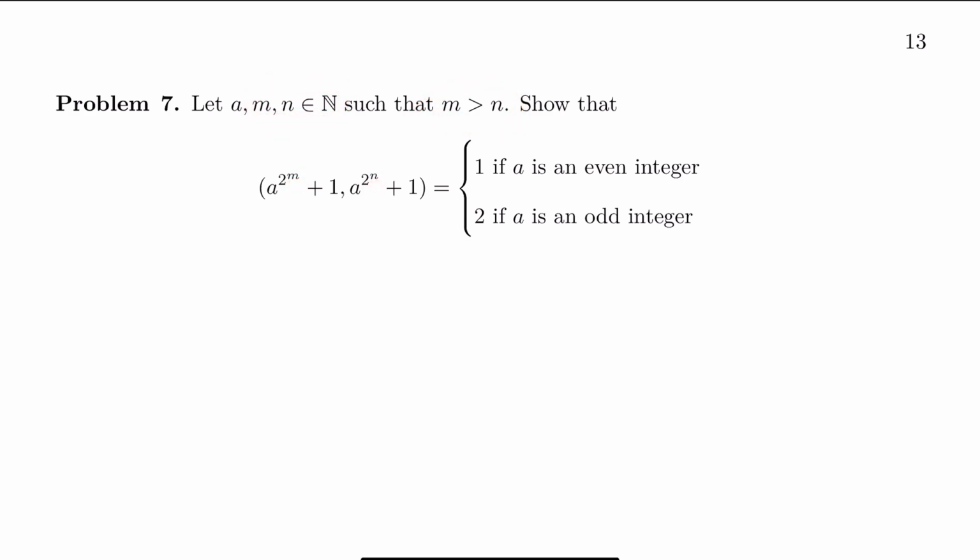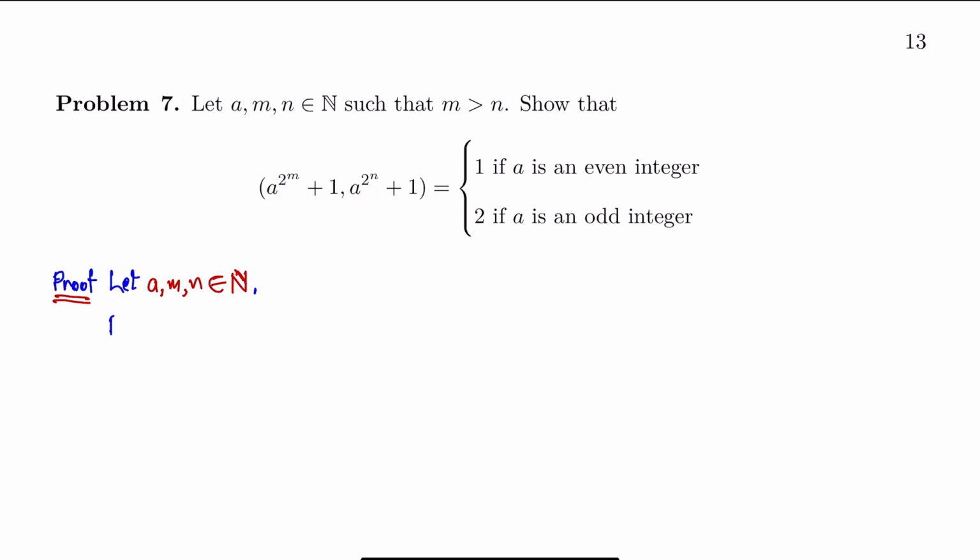Okay, let's prove this. So the first thing I'm going to do is let a, m, and n be positive integers. Okay, and then these two terms, I'm not going to write them out. If I write so many times, it's going to be a waste of time.